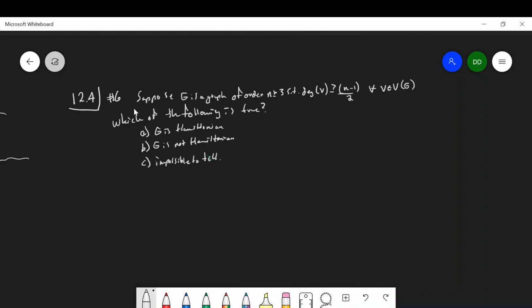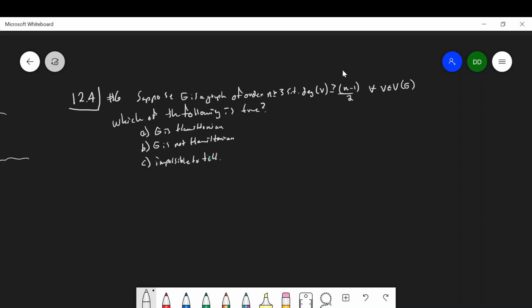12.4 is dealing with Hamiltonian. With this problem, if we have a graph of order n greater than or equal to 3, such that the degree of every vertex is at least (n minus 1) over 2, so half of 1 less than the number of vertices, which of the following is true? Can we conclude it's Hamiltonian? Can we conclude it's not Hamiltonian? Or is this not enough information for us to be able to tell? Do we have to look at the graph to be able to figure this out?